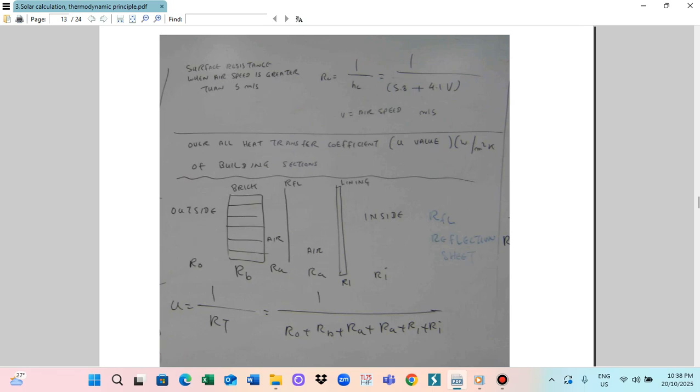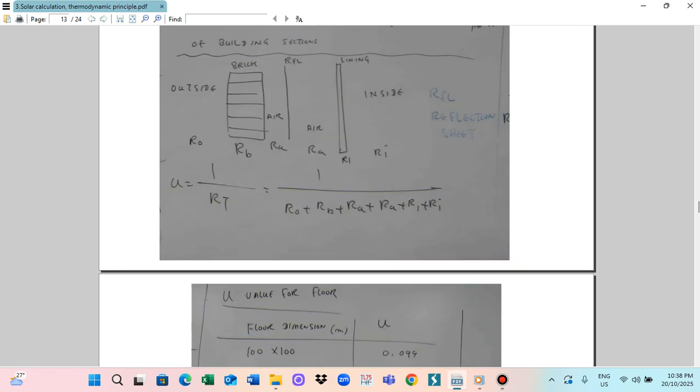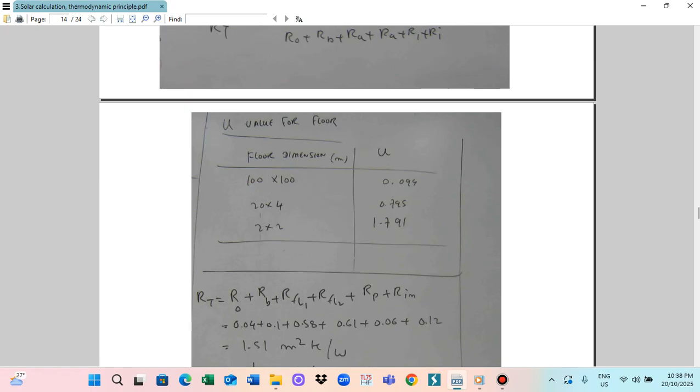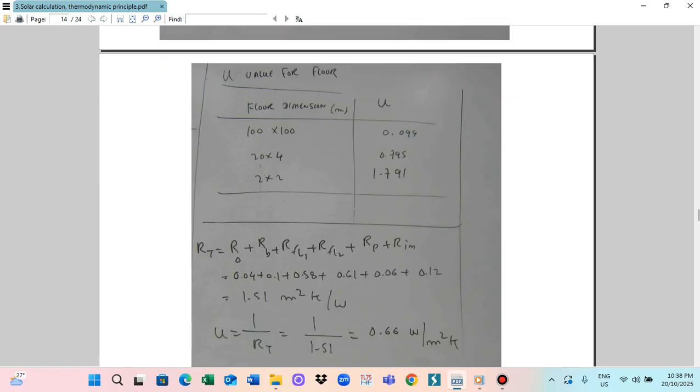There are two major kinds of structure: one is the roof and the other is the wall. For the roof and the wall, we can calculate the heat. Those are the formulas we want to utilize. Now I will summarize everything and solve a typical problem, how the heat will be flowing.